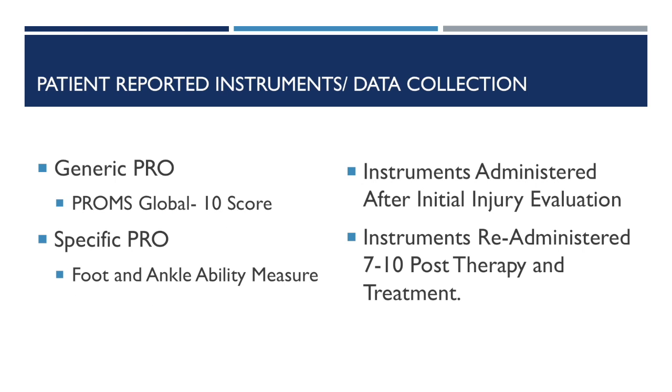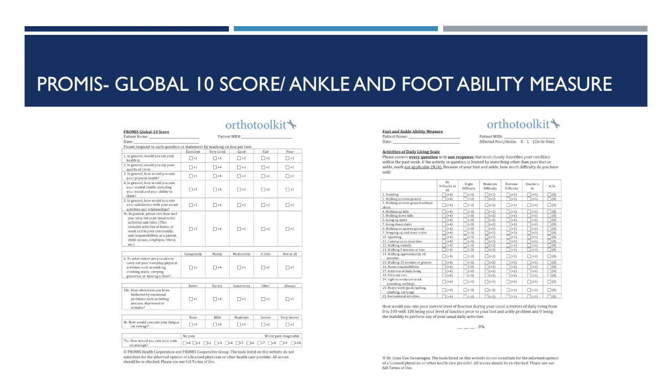Patient-reported instruments include both generic and specific patient-reported outcomes. Generic PRO includes PROMIS Global 10-score scale, and specific PRO includes the Foot and Ankle Ability Measure. Both generic and specific instruments are administered after initial injury evaluation. Additionally, instruments were re-administered 7 to 10 days post-therapy and treatment.